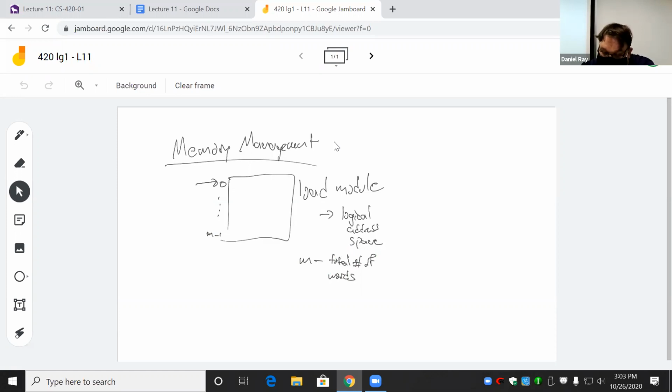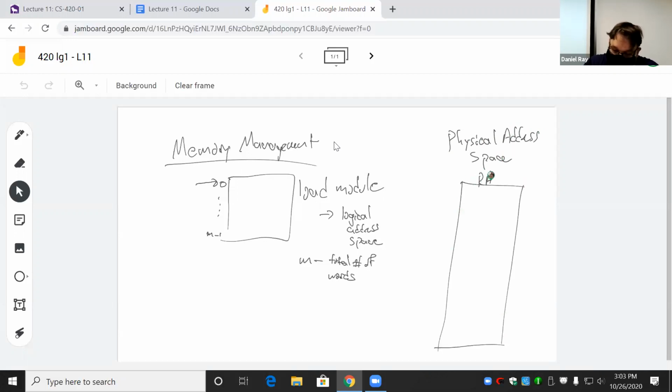Okay. Now, unfortunately, this logical address space has to actually be loaded into the physical address space. And the physical address space is simply the total number of addresses in random access memory, in RAM. And it has an actual size of between 0 and n minus 1, where n is the total number of words in the entire RAM.